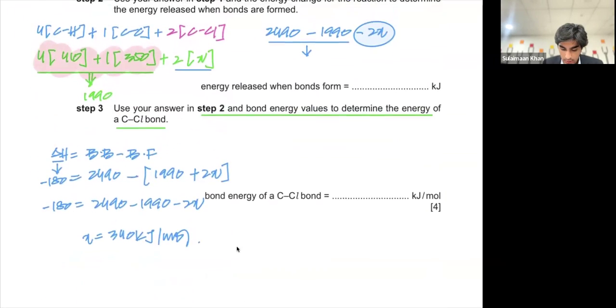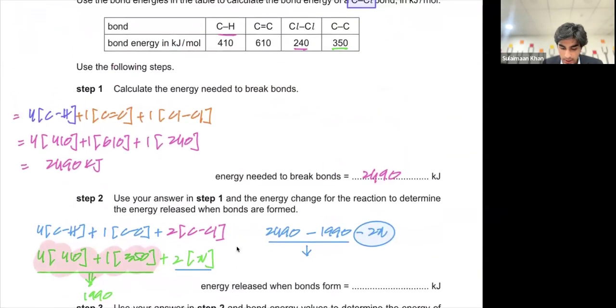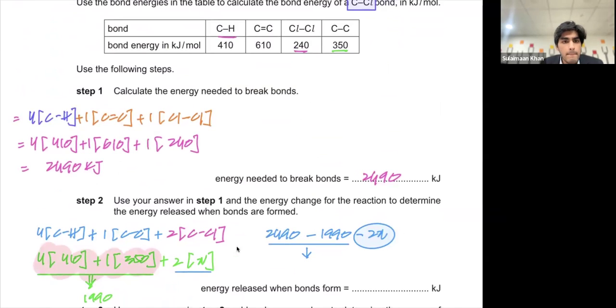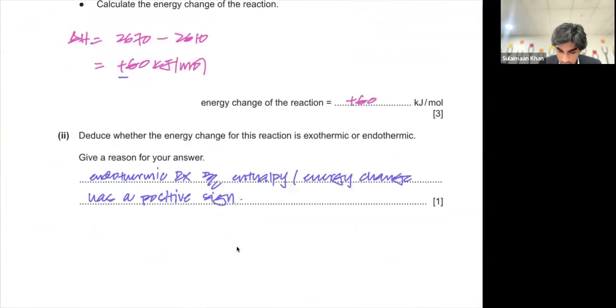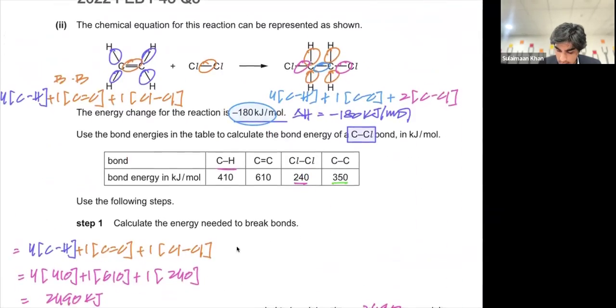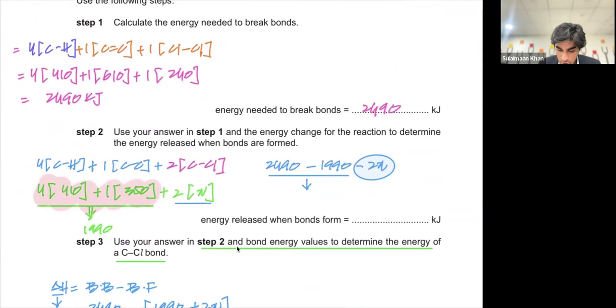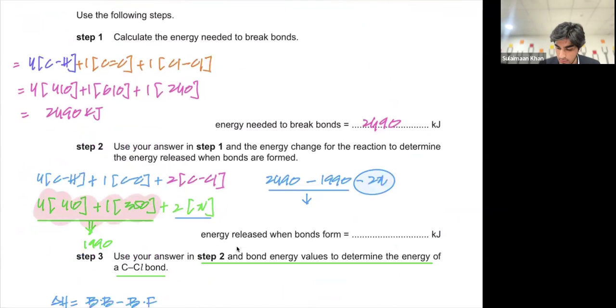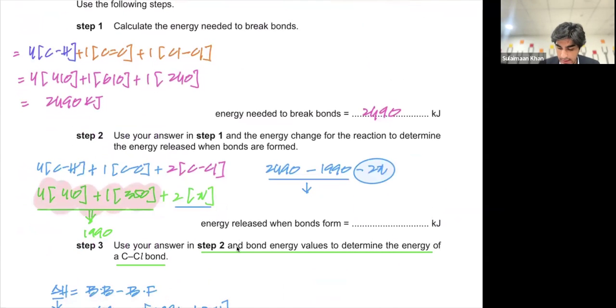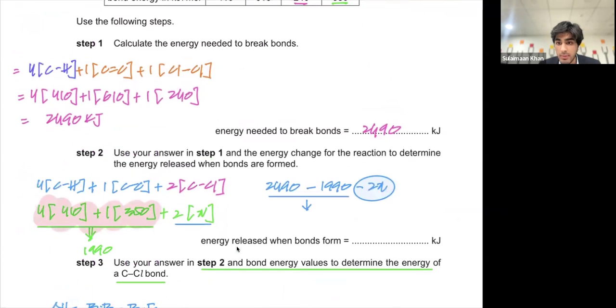2490. We're making a mistake somewhere. I need to find the bond energy of. We're making a mistake. Use your answer to step 1 and the energy change for the reaction to determine the energy released when these bonds form. What sir, bonds form, shouldn't we add 180? Oh, yes.